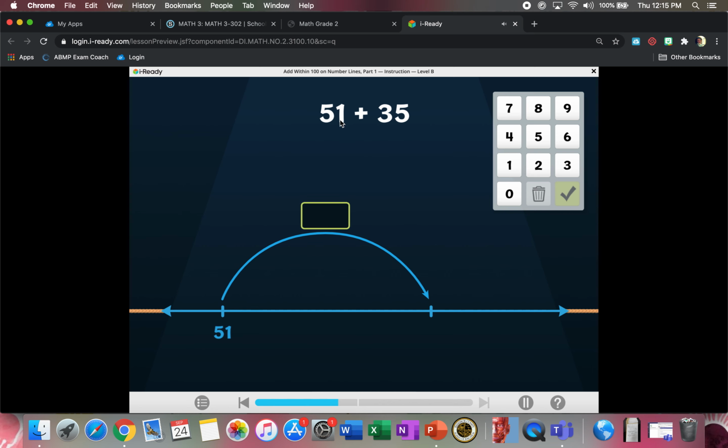So we're starting with 51. 51's down here. I'm going to break apart this second number, 35. So 35 has 3 tens. 3 tens would be 30.